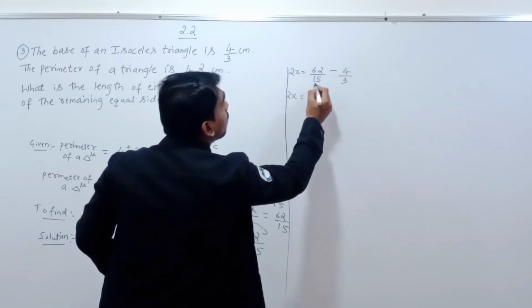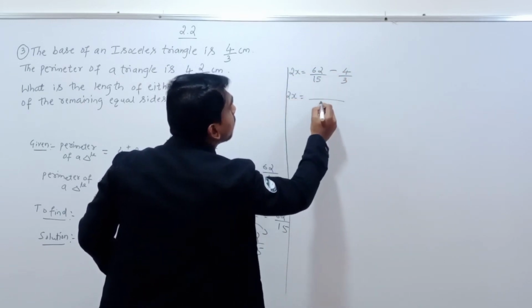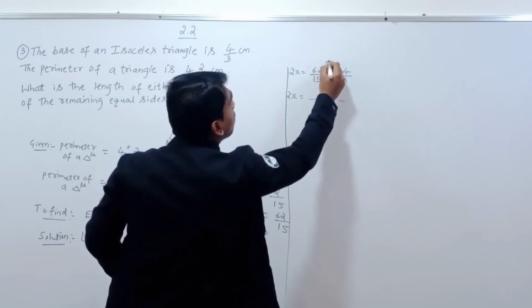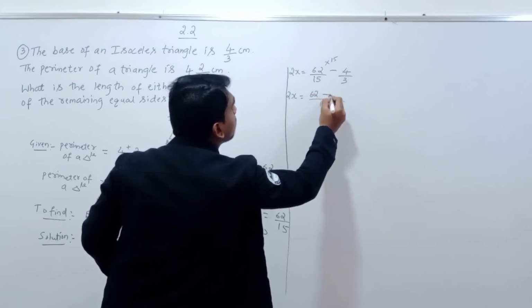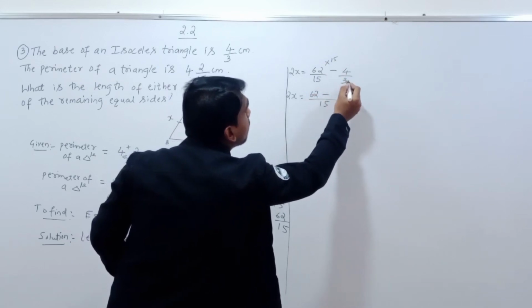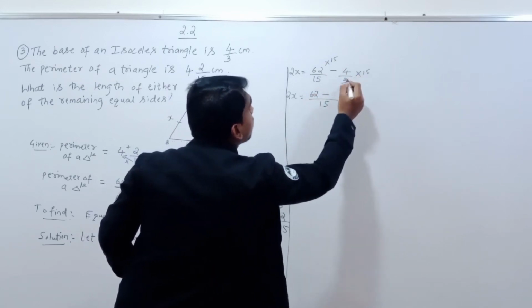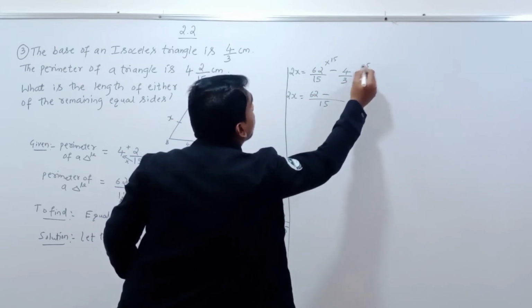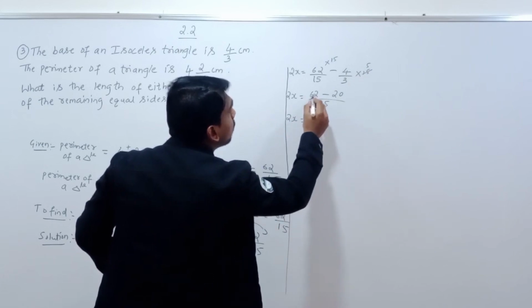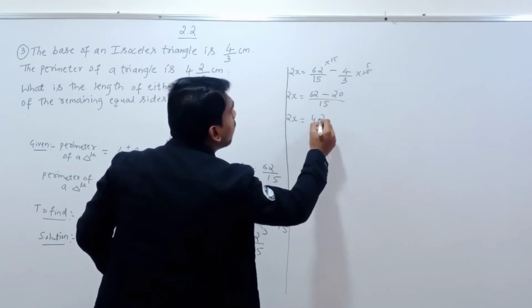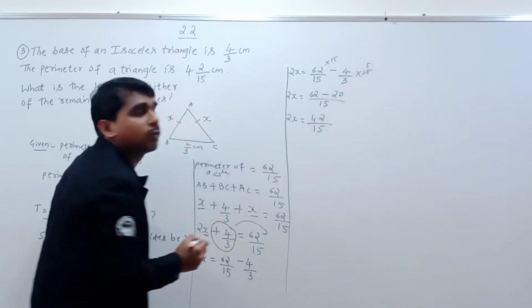2x equal to, the LCM of 15 and 3 will be 15. We will multiply the first number with 15. 15 will cancel, it will become 62. Minus, we will multiply the second number with 15. 3 fives are 15, 4 fives are 20. 2x equal to 62 minus 20, which is 42 divided by 15.